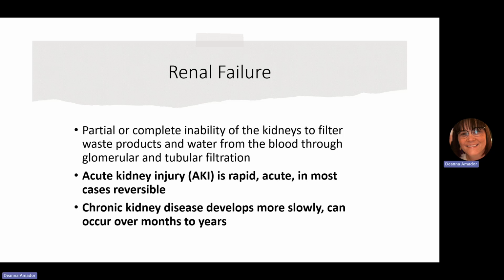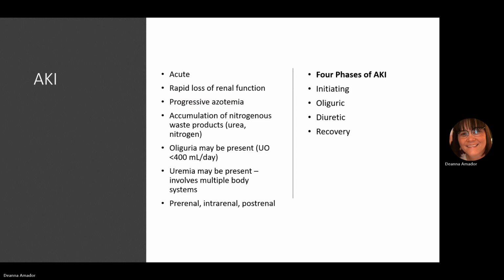Okay, so renal failure, this has to do with the partial, it says there partial or complete inability of the kidneys to filter waste products and water from the blood through glomerular and tubular filtration. So you have acute kidney injury, or AKI. This is rapid, acute. In most cases, this is a reversible form of kidney injury. And then as we go to chronic kidney disease, this develops more slowly, and it can occur over months to even years. So we'll start with AKI.